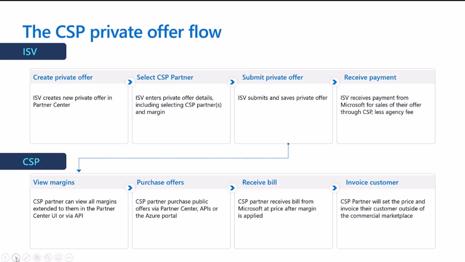They will receive their reconciliation file, which will detail the transactions and which ones have private offers. When Microsoft pays out to the ISV, Microsoft calculates our 3% agency fee on the price after margin has been applied. CSP partners will set the price for the offer and bill and invoice their customers outside of the commercial marketplace, as they do today for our first-party products.